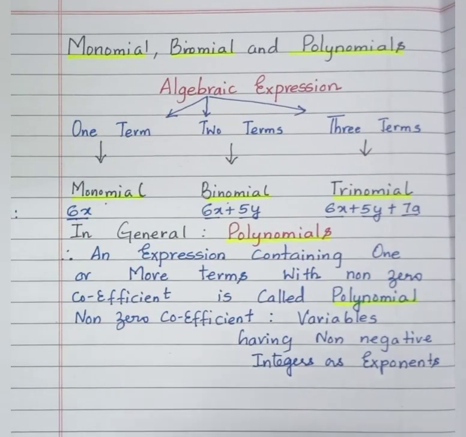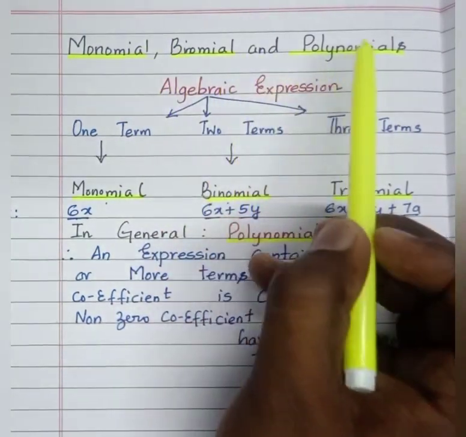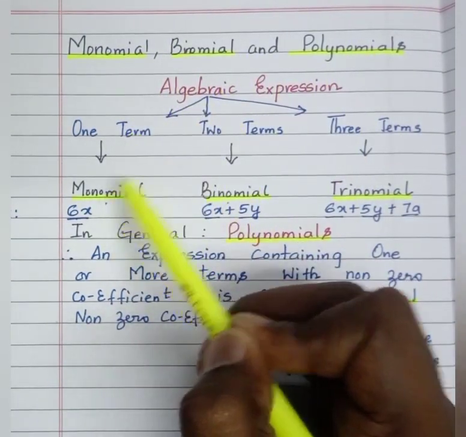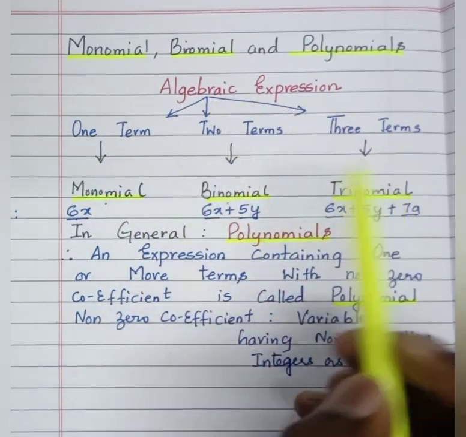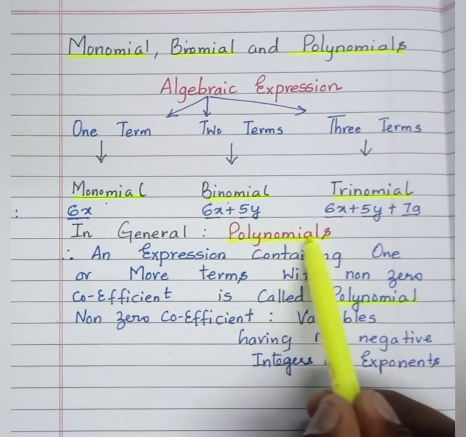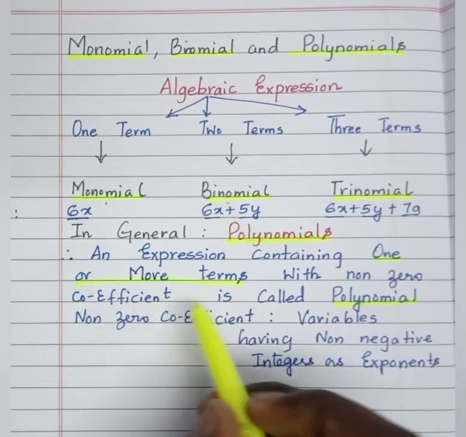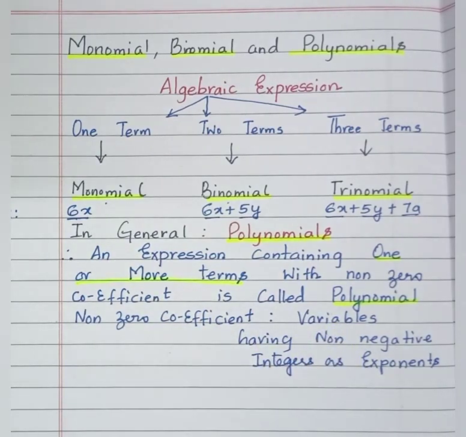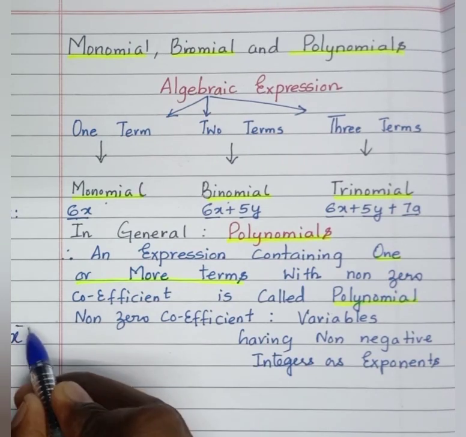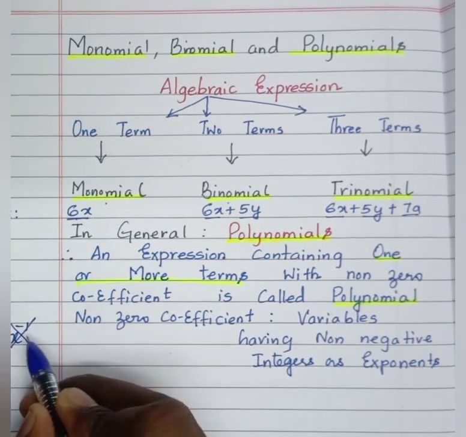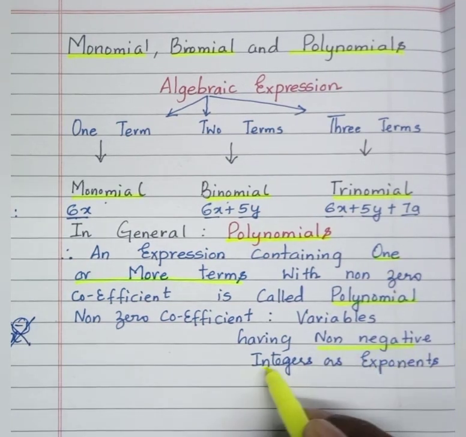Students, we have learnt about monomial, binomial, trinomial and polynomial. Now we shall write examples for polynomial. A polynomial can be a monomial, binomial or trinomial. It can have any number of terms, but it should not have a negative integer as an exponent or power.